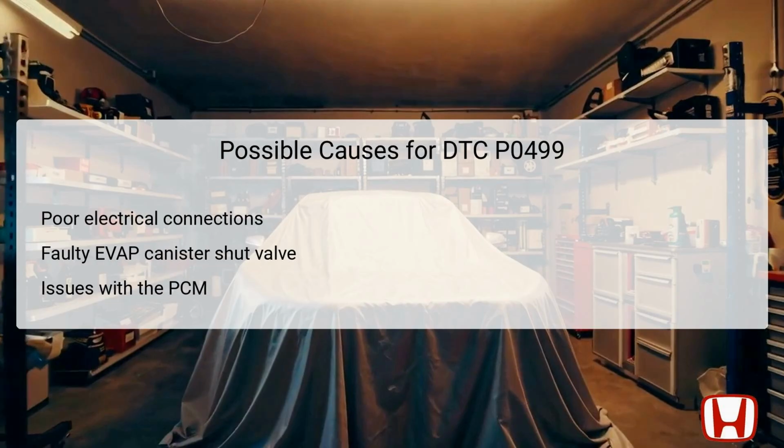Several potential causes could trigger the DTC P0499. First, poor electrical connections can create high resistance, leading to voltage issues that affect the valve's operation. Loose or corroded terminals can also result in intermittent connections, complicating the circuit's performance. Another possibility is a faulty EVAP canister vent shut valve itself, which may fail mechanically, preventing it from functioning correctly.